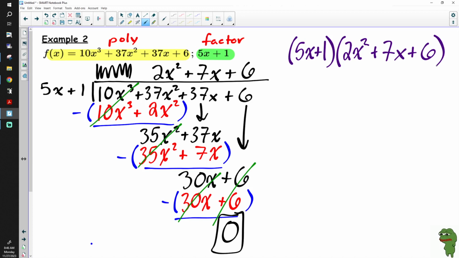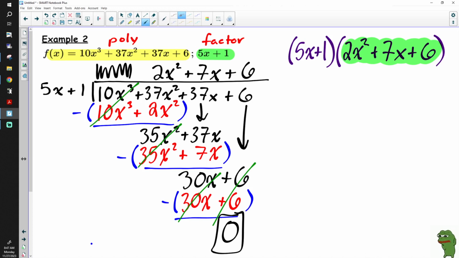Okay, so now we're not done yet because we still have to check something. So 5x plus 1 is called a binomial. It only has 2 terms, so it's already a factor. But how many terms does this have? 3 terms. And what can we do with a 3-term polynomial? What type of factoring? X. The X method. So we broke it up using long division, and now we're going to break it up even more using the X method.